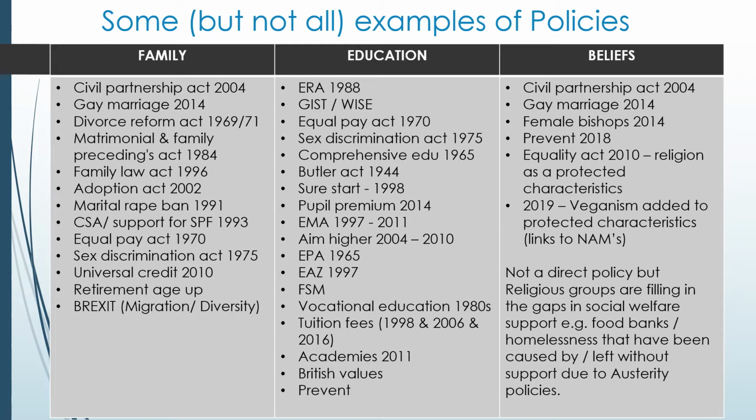And lastly, beliefs. Now again, with religion and policy, there isn't a massive amount of overlap, not direct policies anyway. But I thought there was some indirect. So the changes to same-sex relationships, female bishops, the Prevent policies all have fringe connections to religion. In the Equality Act, I also thought about the addition of veganism to the protected characteristics under discrimination, so it has a link to NRMs and New Age. So not as many policies directly linked to beliefs, but some consequential impacts.